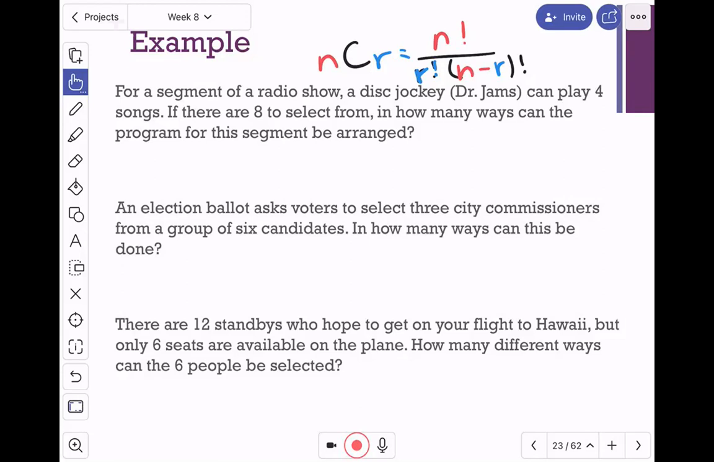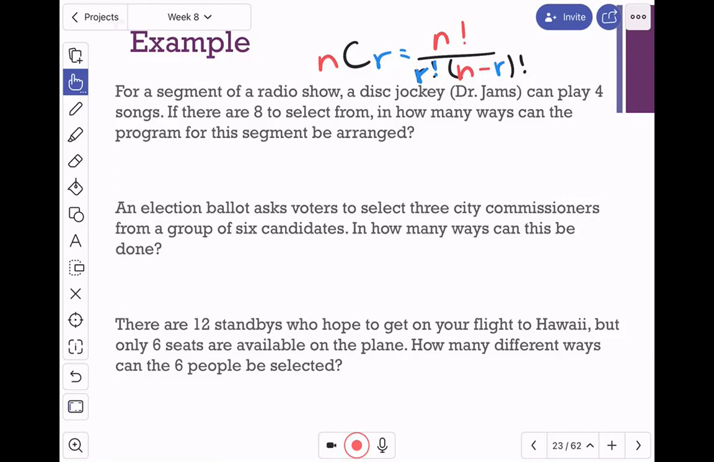If he plays song A, song B, song C, song D, that's the same thing as playing song B, song A, song C, song D. It doesn't matter the order. He's playing the exact same 4 songs, just in a different order, but that order doesn't matter here. Because the order doesn't matter, this is called a combination.